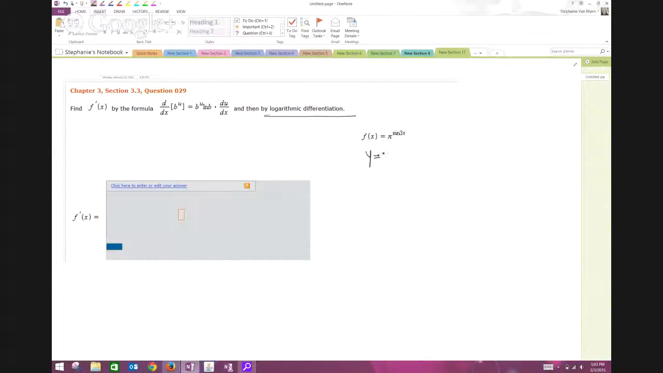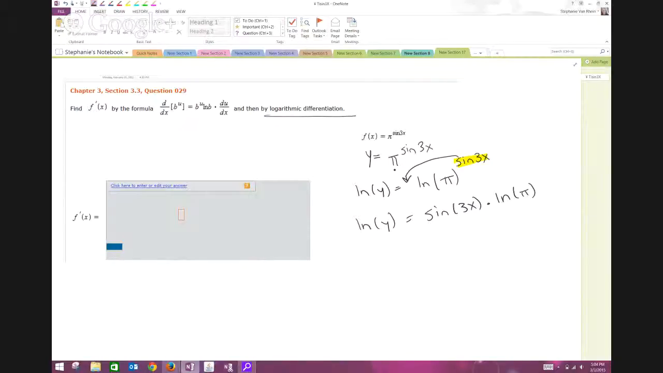So to set this up, I'm going to have the left-hand side, I'm going to call that y, and then I have pi to the sine of 3x. And the process of this is to take natural log of both sides. And when I take the natural log of the left-hand side, I'm going to use properties of natural logs, and it's going to allow me to take this exponent and move it down as a coefficient. So I have ln of y equals sine of 3x times ln of pi. So that's the natural log part of it.